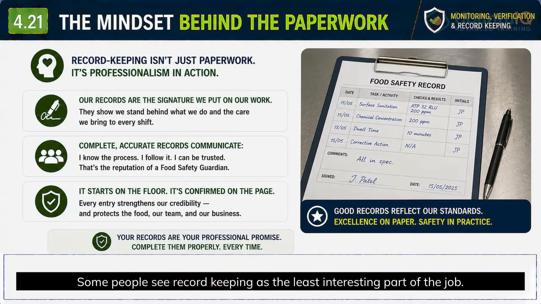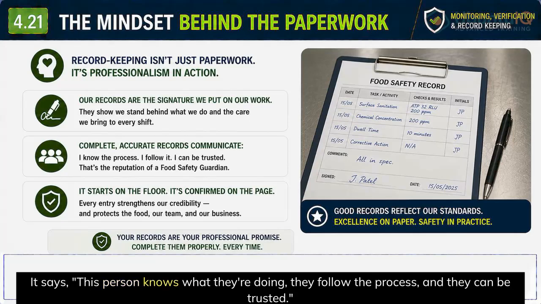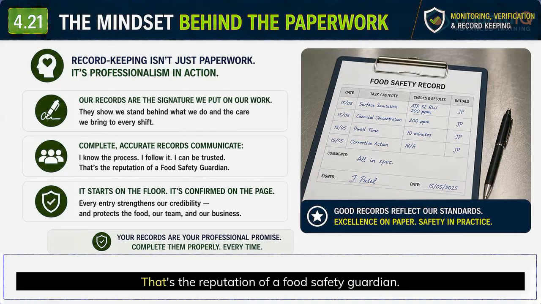Some people see record keeping as the least interesting part of the job. A true professional sees it differently. Our records are the signature we put on our work. They're how we stand behind what we've done and demonstrate the discipline and care we bring to every shift. Think about what a complete, accurate, neatly completed set of records communicates to an auditor, a supervisor, or a colleague stepping in to cover our area. It says, this person knows what they're doing, they follow the process, and they can be trusted. That's the reputation of a food safety guardian. It starts on the floor and it's confirmed on the page.